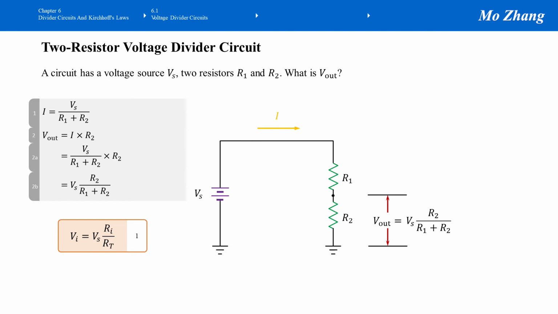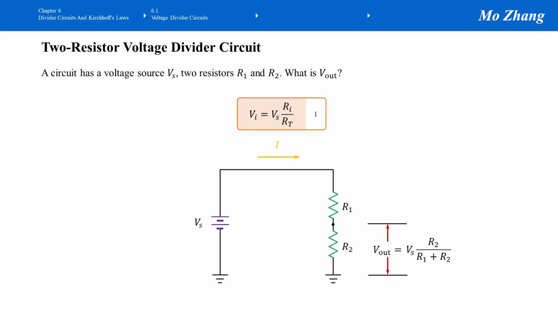Based on this expression, we can see the pattern already. To find the voltage across a resistor, what we need to know is the total voltage, the source voltage. Then we put the resistor that we are interested in in the numerator, in this case R2. The denominator is the total resistance of the system. For this circuit, it's just R1 plus R2. If we have more resistors, we just need to add up all the resistors, that is the total resistance, and put the value in the denominator. So this is the general formula for voltage divider circuit.